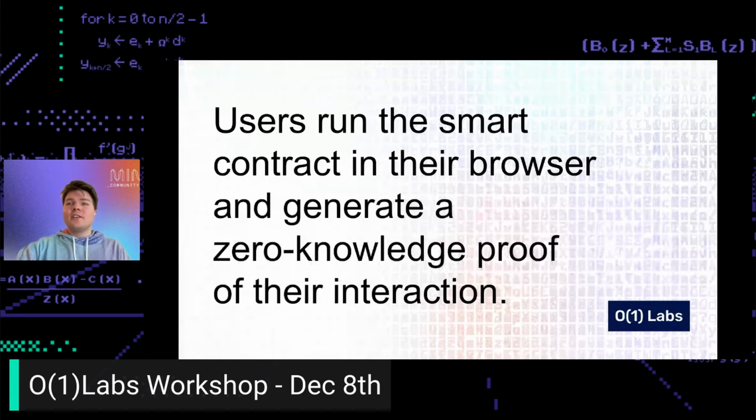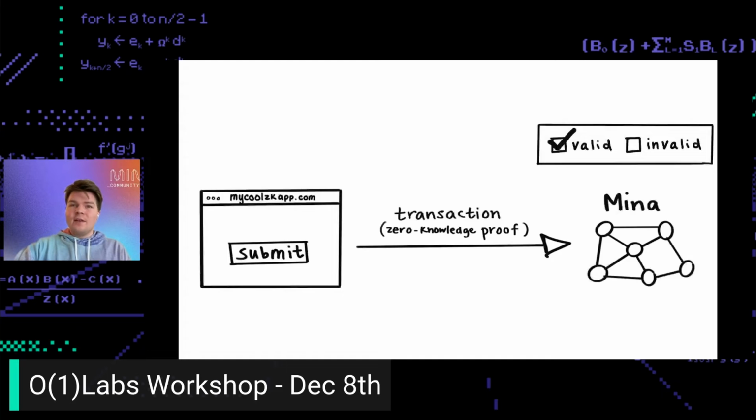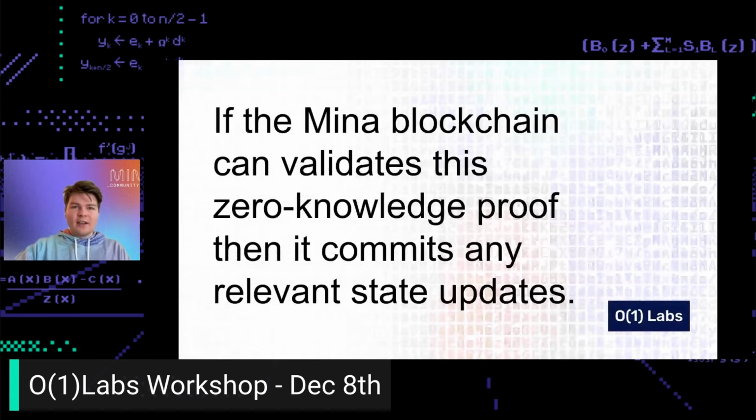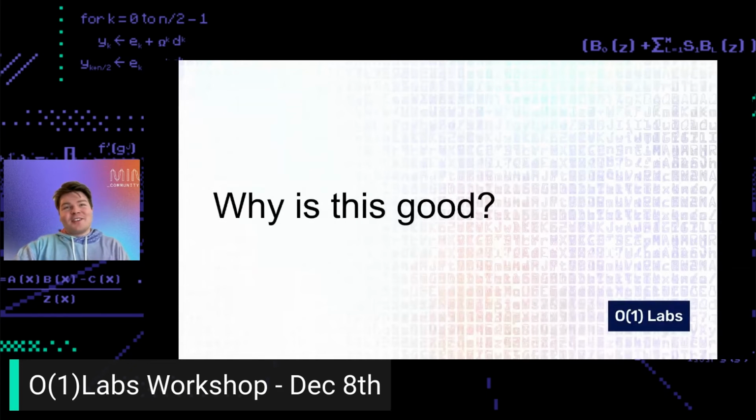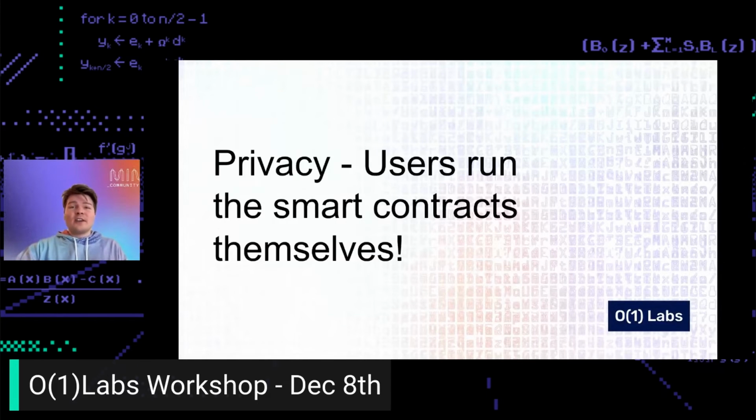Then they send this proof off to the Mina network. If the proof is valid, then we commit all the associated state updates or event emissions or anything like this to the blockchain. And if the proof is invalid, then we just drop the transaction. So why is this good? Well, there are two reasons. The first is that the users run the smart contracts themselves.